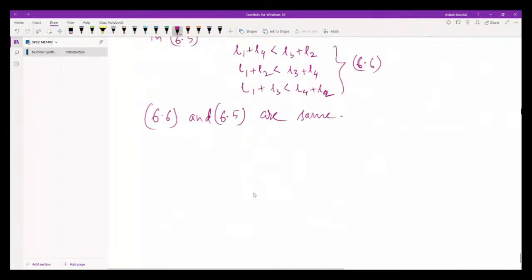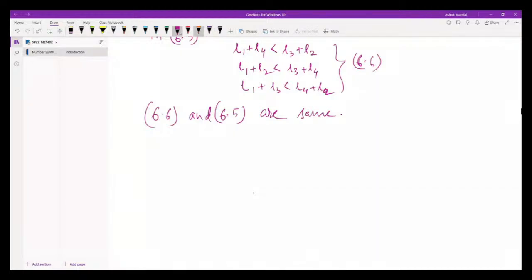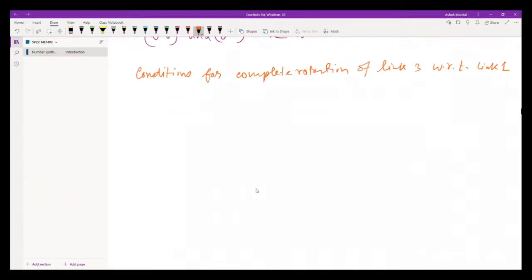Okay. Then in the next step, what we will do, we will find out conditions for complete rotation of link 3 with respect to link 1. Okay, to do that, let us first draw this mechanism which we had.